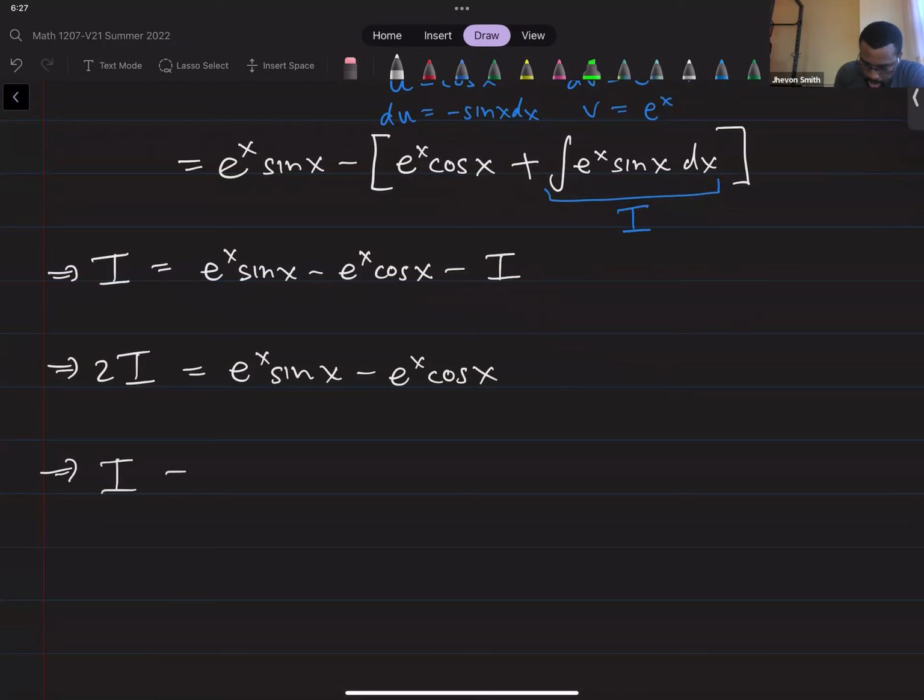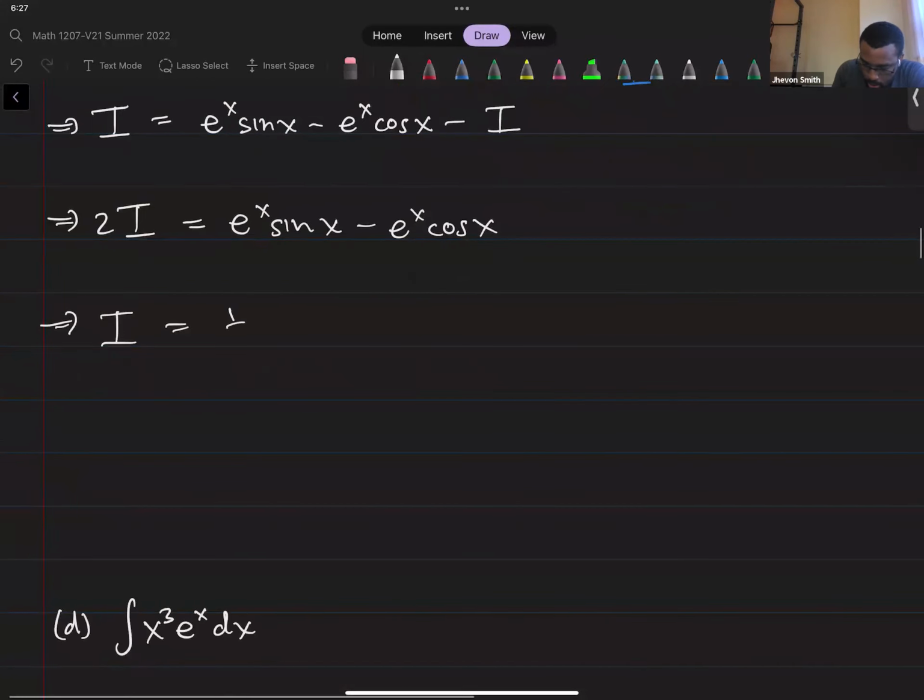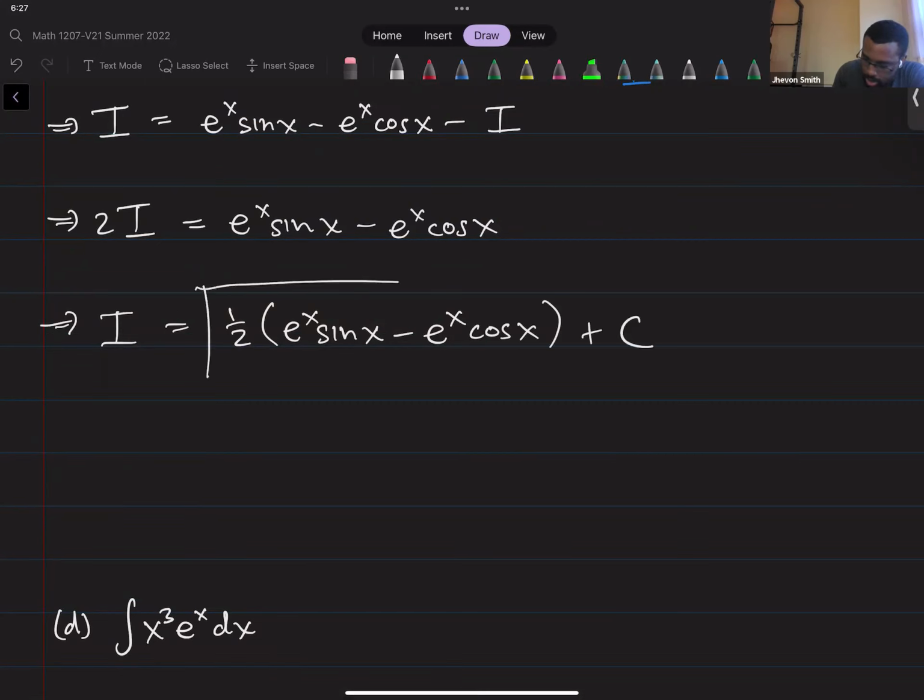And so your I is going to be 1/2. And I could also factor out the e to the x. And we kind of know a plus c needs to be there, so I'll just put it because it's an indefinite integral.